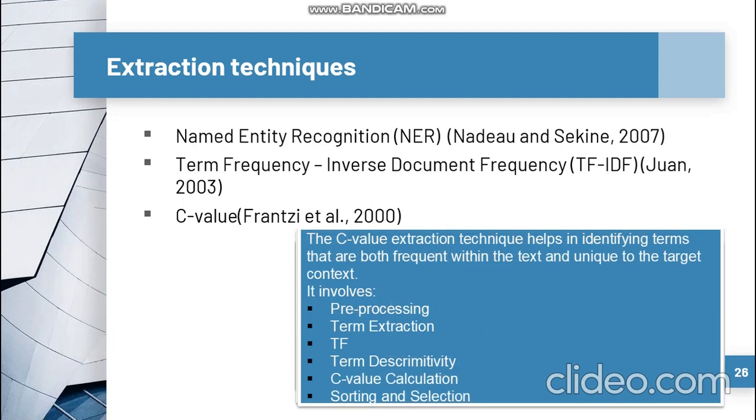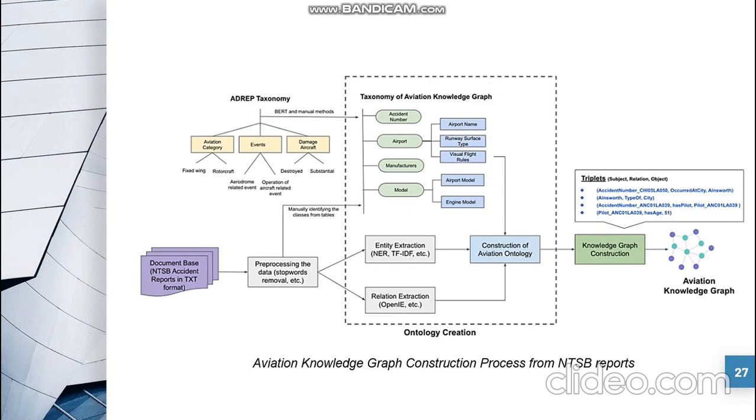The C-value extraction technique helps in identifying terms that are frequent but unique as well. It involves pre-processing, term extraction, term frequency, term discriminativity, C-value calculation, sorting and selection.